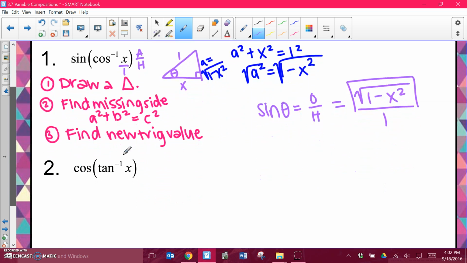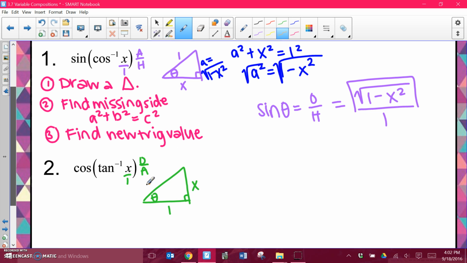Okay, so if I look at something like this, we have the cosine of the inverse tangent of x. Again, first step, I need to draw my triangle. I'm going to put my reference angle, again, just down in the bottom. It's not really a big deal where you put it as long as you label your triangle correctly. Tangent is opposite over adjacent, and again, I'm over 1 here. So my opposite side is x, my adjacent side is 1, and I need to now find this last side.